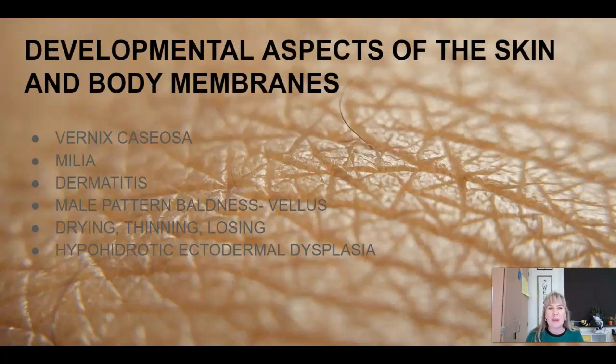All right, developmental aspects of the skin and body membranes. So just some things to think about. When a baby is born, it has this case basically around it, and it kind of looks like they have a lot of the white type of sunscreen on. It's called vernix caseosa. It's to help protect them in the very, very watery environment that they were in when they were in the placenta. Sometimes babies will have this little real soft little baby hairs all over them that make them look a little fuzzy. That is called milia.